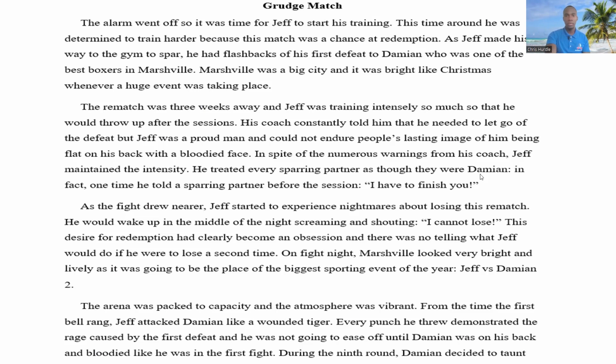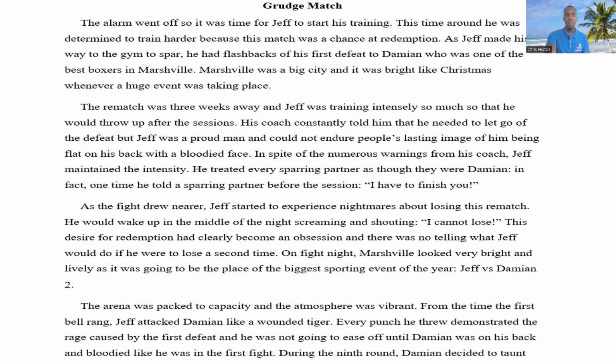So let's continue. As the fight drew near, Jeff started to experience nightmares about losing this rematch. He would wake up in the middle of the night screaming and shouting, "I cannot lose." This desire for redemption had clearly become an obsession, and there was no telling what Jeff would do if he were to lose a second time.